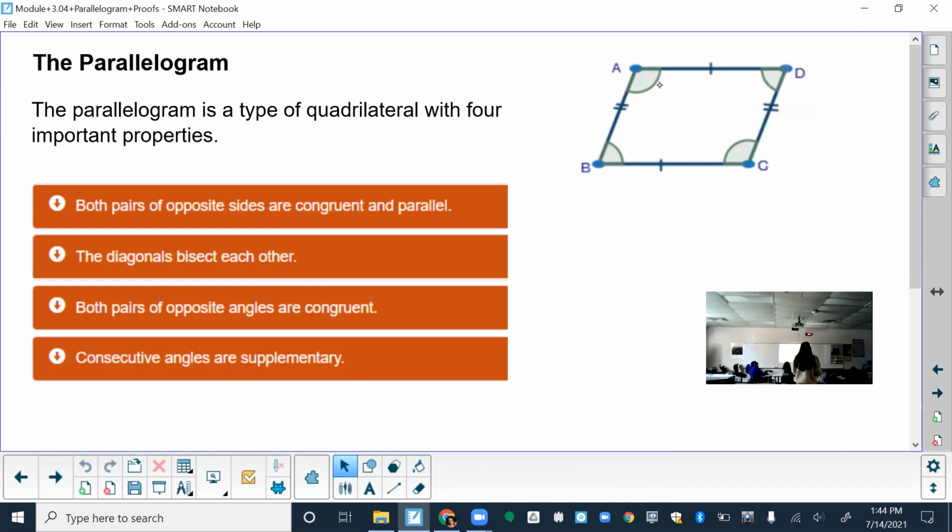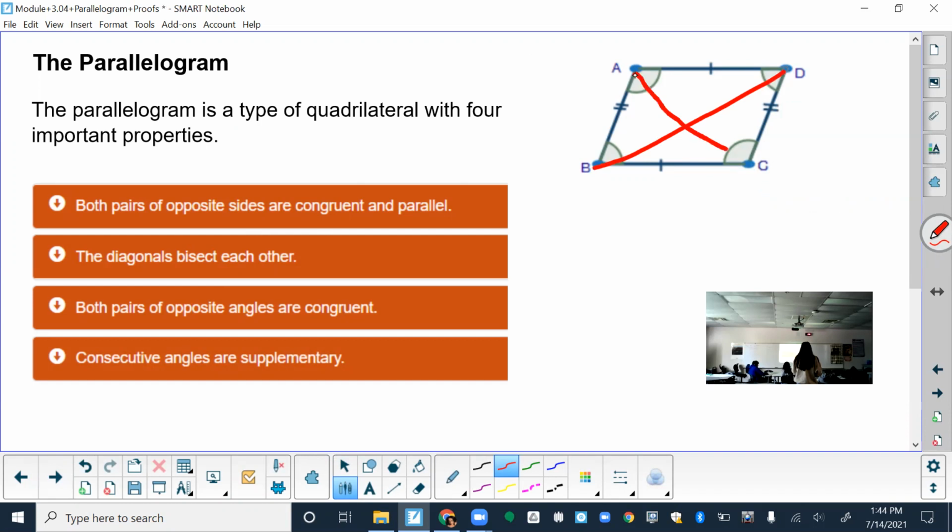They have diagonals that bisect each other, meaning that it cuts it into equal halves. That isn't drawn on here, but just to show you what that would look like, the diagonals bisect each other, just imagine those are straight. We have both pairs of opposite angles are congruent. So if I were showing you that, I would put a hash mark through the opposite angles to show you that the opposite angles are congruent.